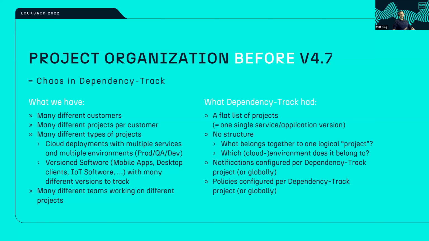And there was no structure at all, so it was hard to see what actually belonged to which logical project, or to which customer, or to which cloud environment, or whatever. Also, another problem we had is notifications could be configured per single project in Dependency-Track or globally, which both didn't fit our needs here, and the same also for policies, since we have a lot of different teams, different kinds of projects, and various different responsibilities.